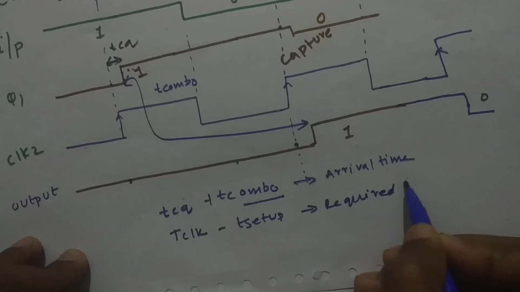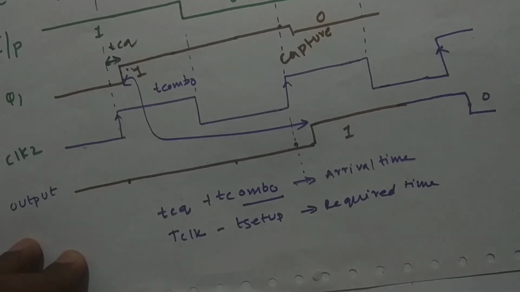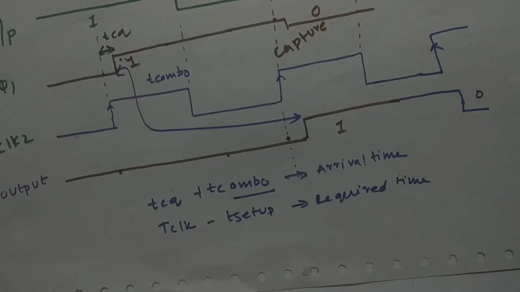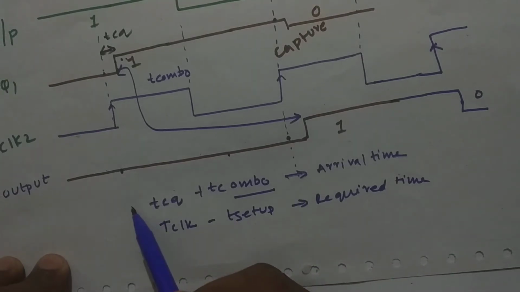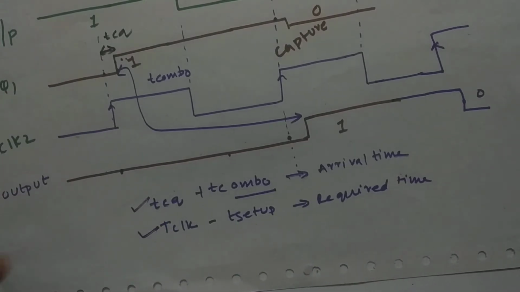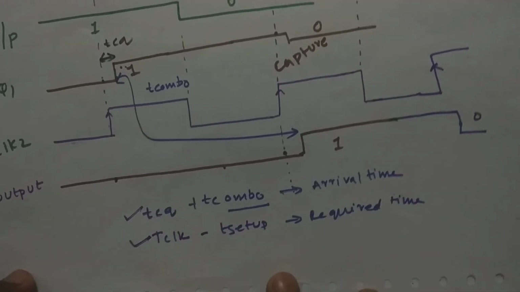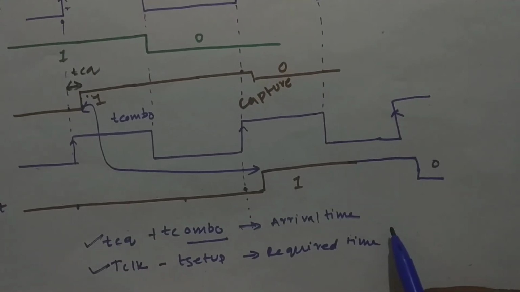Okay, this is our required time. I'm not considering clock skew over here, don't forget that again. So this is arrival time and this is required time. If arrival time is greater than required time, then it is a violation. If arrival time is less than or equal to the required time, then it's a good condition. There is no violation for setup. So these are the setup conditions.